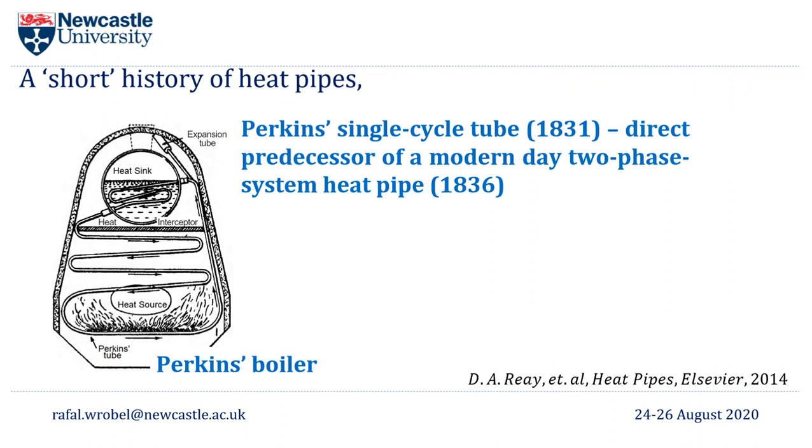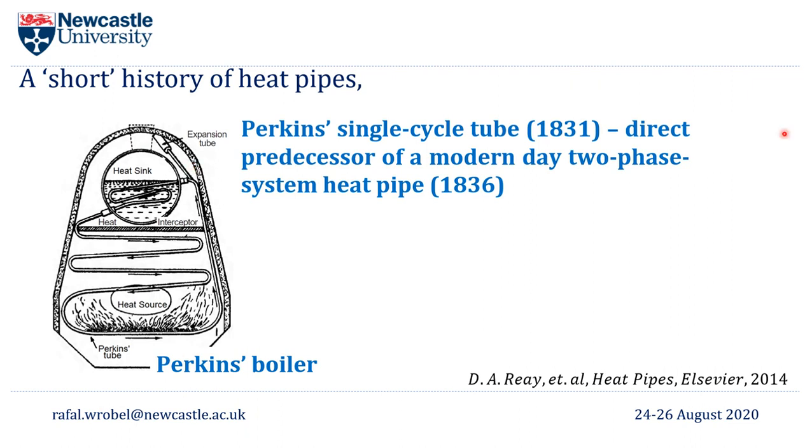Well, let's start with a short history of heat pipes. The Perkins tube is considered to be a direct predecessor of the modern-day two-phase heat pipe system, and on your left there is a Perkins boiler with the Perkins tube, which is an iron tube filled with water, allowing to transfer heat from the furnace to a steam drum.